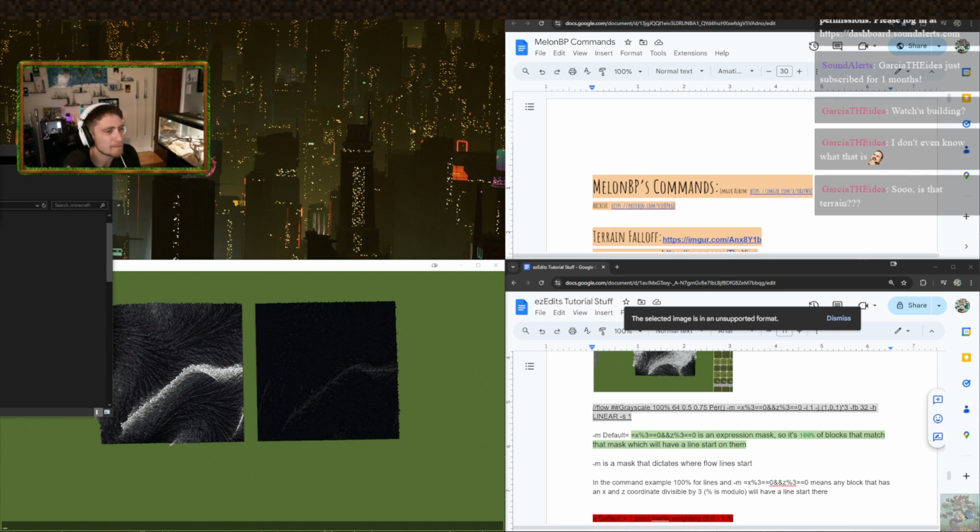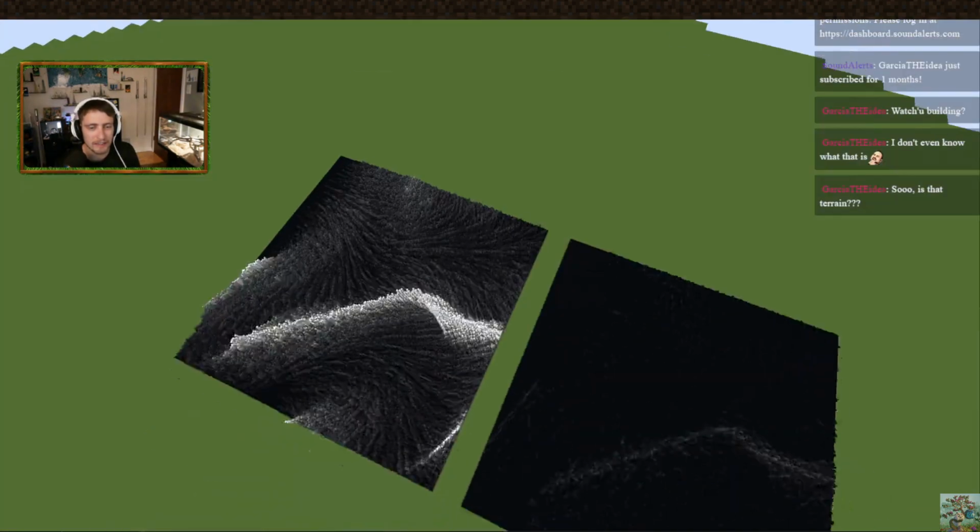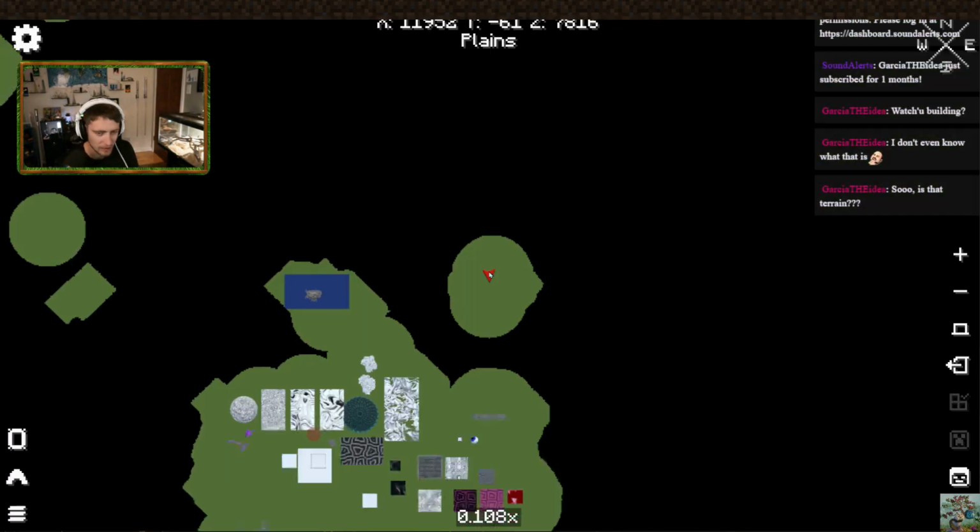Let's be honest. So is that terrain? It's kind of like terrain. It's like really cool terrain. So okay, it's hard to explain, but something like this that's this complicated.